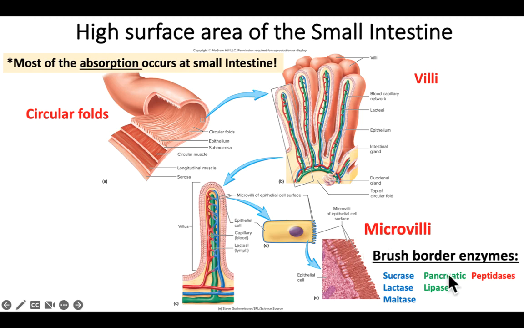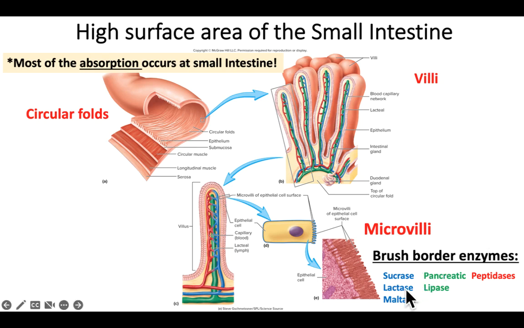So the brush border enzymes are sucrase, lactase, and maltase. Those enzymes are going to digest disaccharides into monosaccharides. So the disaccharides that are digested are sucrose. I even screwed up. If it's ACE, it's an enzyme. So sucrase digests sucrose into the 2 monosaccharides, glucose and fructose.